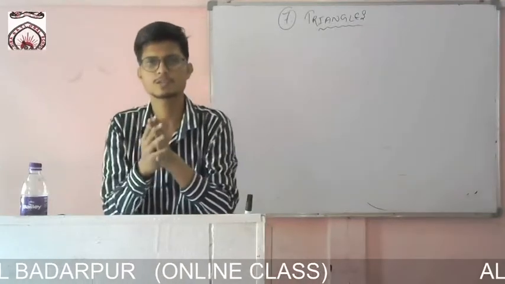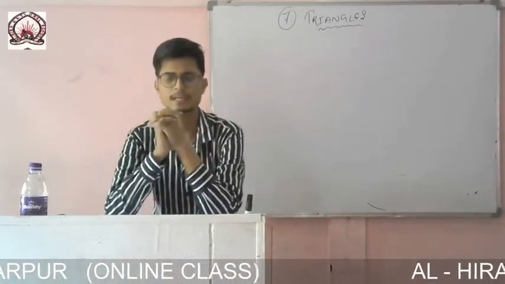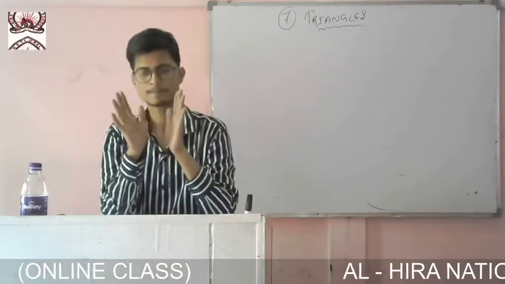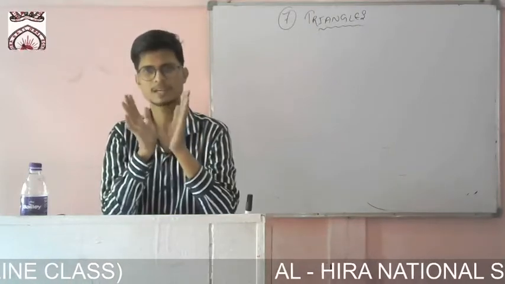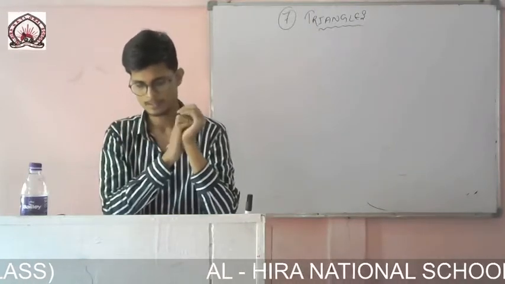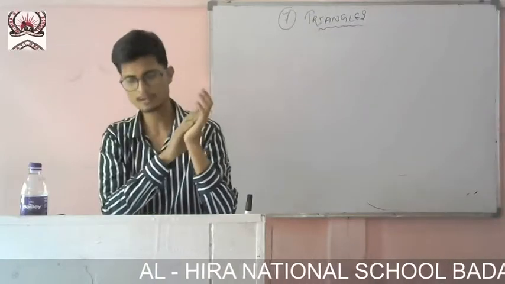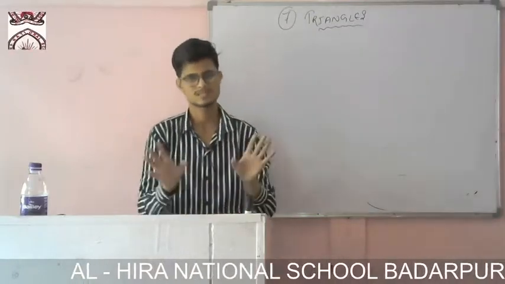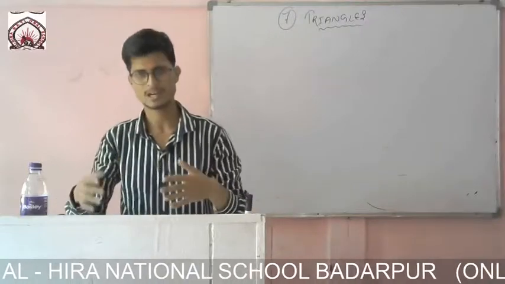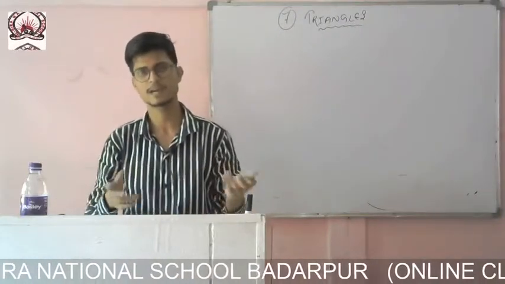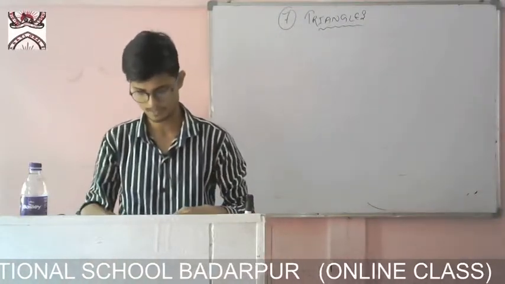Two figures are said to be congruent if they have exactly the same shape and size. And two triangles will be congruent if their corresponding parts are equal. This thing we know from the lower classes, that is 6, 7, 8, 9. We have discussed this thing.